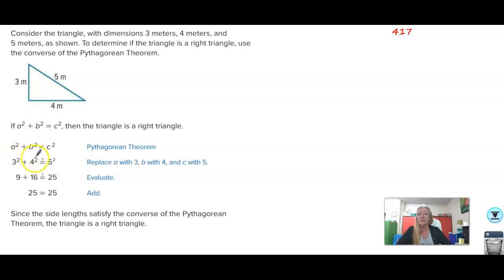3 squared plus 4 squared equals 5 squared. And then 3 squared is 9, 4 squared is 16, 5 squared is 25. And because 9 plus 16 is equal to 25, since both sides are equal, this is a right triangle. If these had been different, like 20 equals 25, then it's not a right triangle. So equal, you say yes, and not equal, you say no.